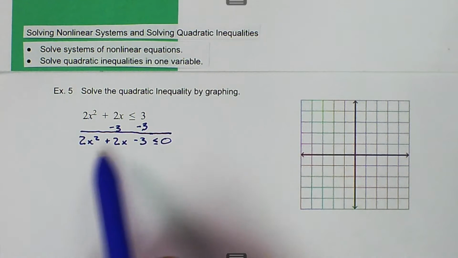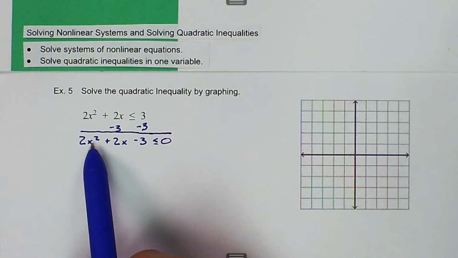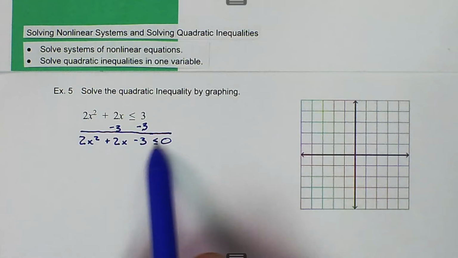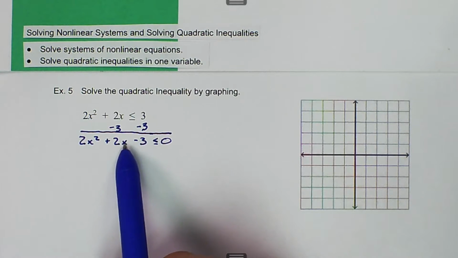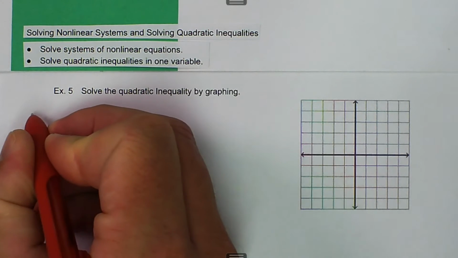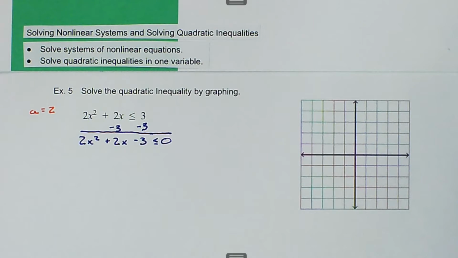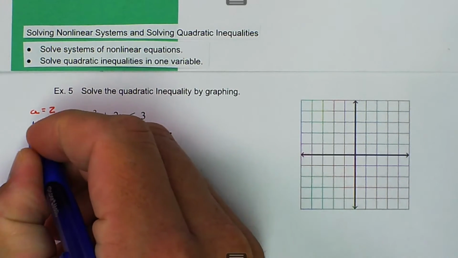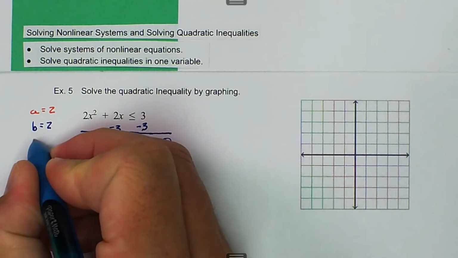So there's a couple ways that we can solve a quadratic inequality or quadratic equation. One is factoring, and we can't factor this one. Another one is solving by the square root. This one, because we have this linear term, is going to be tough to do. And another option is the quadratic formula. So in order for that, we have to understand what our A, B, and C are. So A is equal to 2. B is also equal to 2. And C is equal to negative 3.